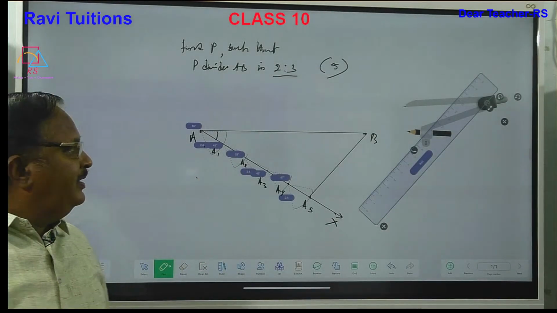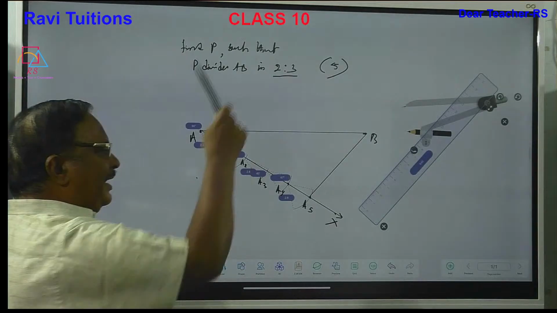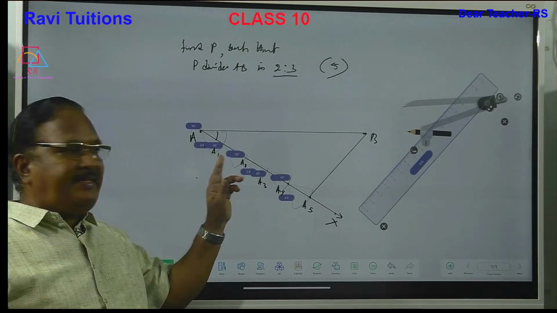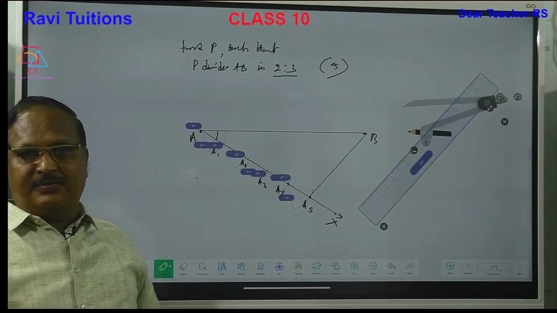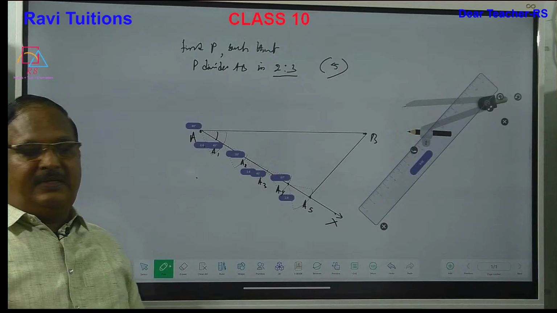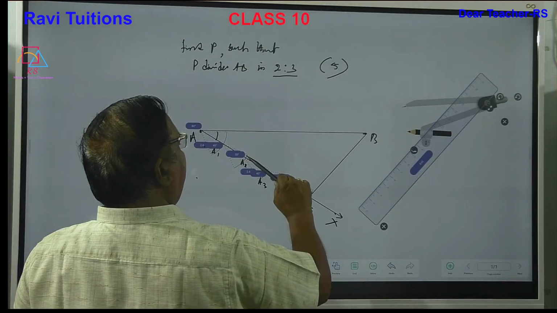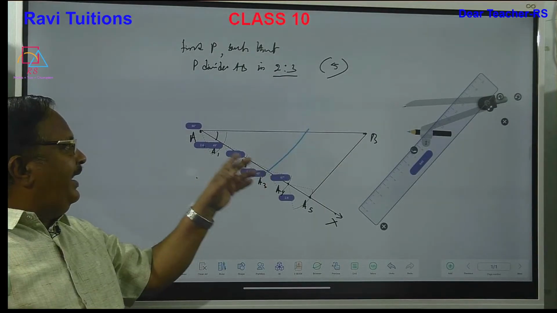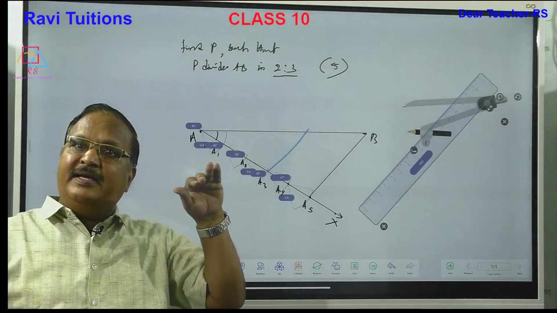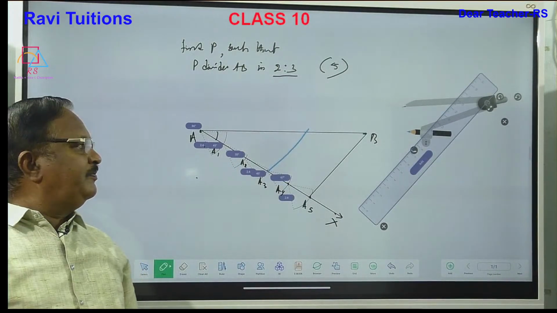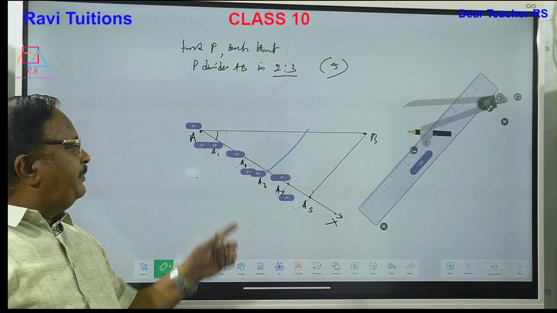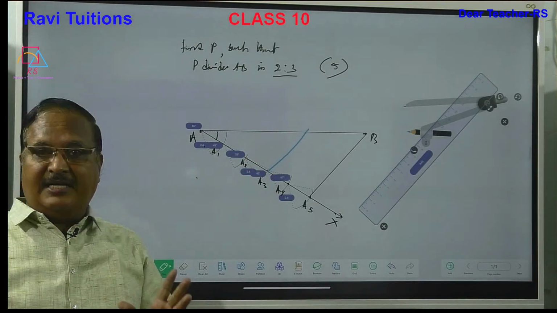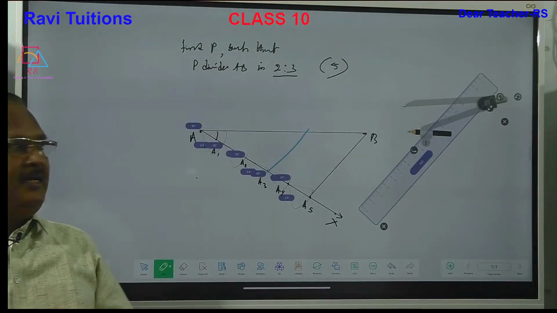Now you have to draw a parallel line. You can draw a parallel line through A4, through A3, through A2 and through A1 also. If you draw a parallel line like this, what happens? This parallel line divides AB in the same ratio. That means this ratio is 3/2 and this will also become 3/2 as per the basic proportionality theorem.